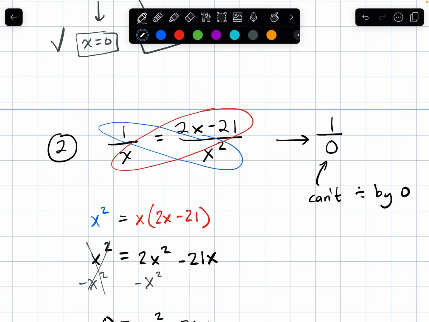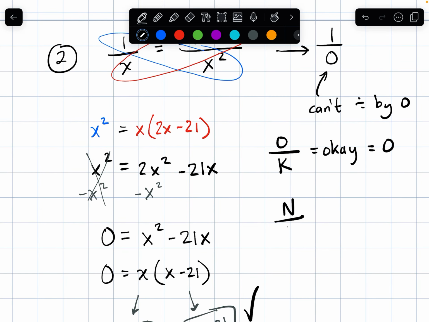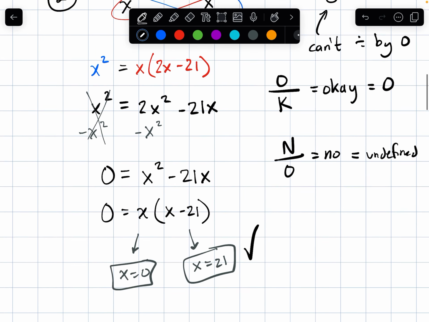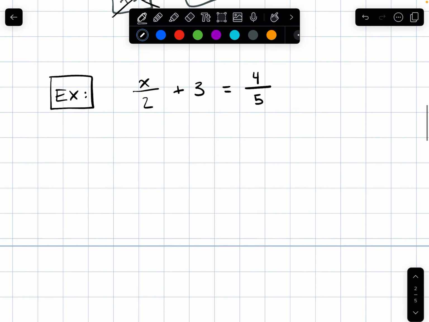That's not allowed. All right, in case you forgot about dividing by 0, 0 divided by some number is okay, right? That just equals 0. But if you have a number divided by 0, that is not allowed. Sorry, we're going to say undefined. Okay, so because I can't divide by 0, this is not going to be one of our answers. That's an extraneous solution. All right.